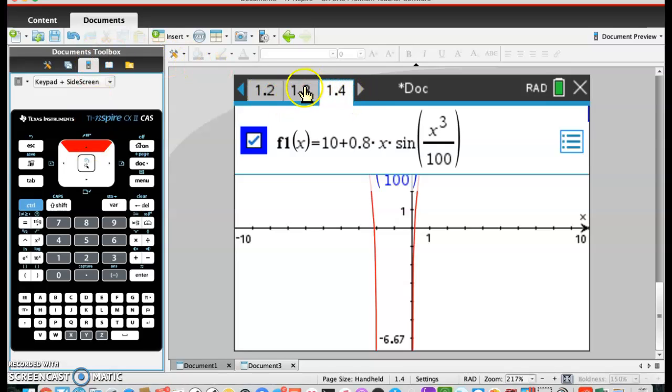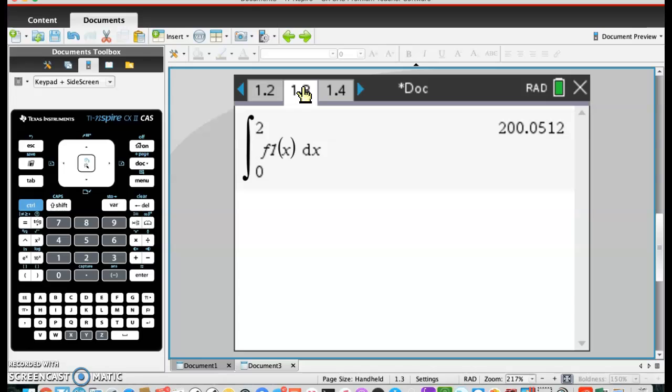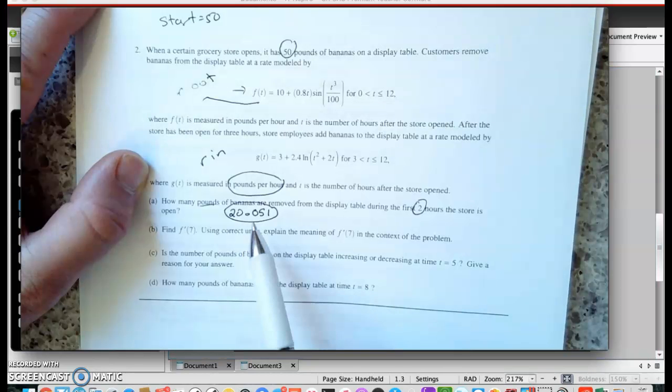So now if I go to my calculator page, let's find, I don't know why that worked. Hold on. Oh, because it was off by a decimal point. Remember, I had a number wrongly before, so I did the integral from 0 to 2 of f1 of x, and I got 20.05, because that's the number of bananas going out. So the question says, how many bananas are removed from the display table? The answer is, how many pounds of bananas? We want the thousandths, 20.051 is the correct answer. Oh, for that part right there, because it was during the first 2 hours.